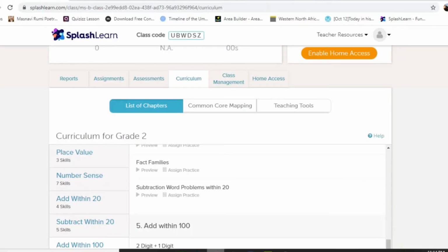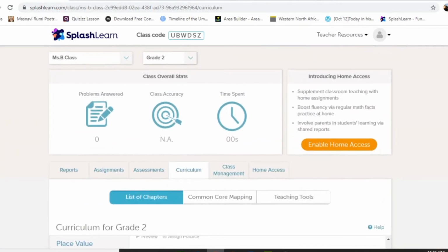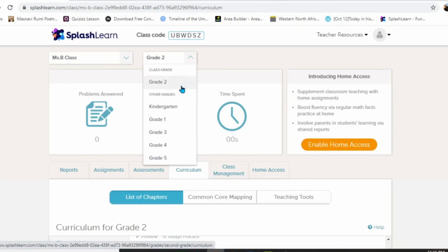Let's do some practice on Splash Learn. It's a totally free website. You can enter as a teacher or parent as well, and the teachers can assign assignments to their students, and their students can also log in. It's totally free. So you can see, as a teacher, you can create your own class. So it has practice exercises on various curriculum topics and different grade levels.